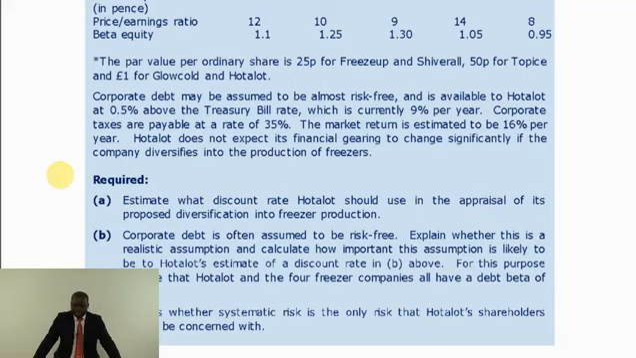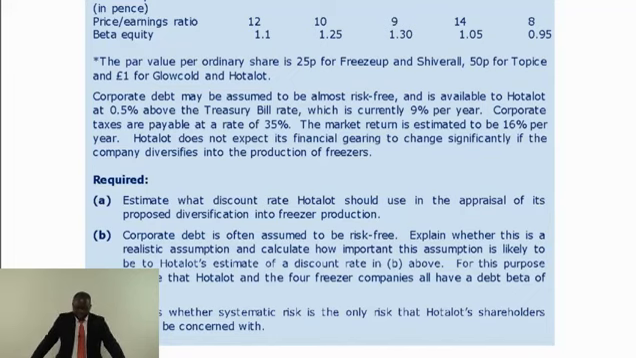Corporate debt is often assumed to be risk-free. Explain whether this is a realistic assumption and calculate how important the assumption is likely to be to Hot Alot's estimate of a discount rate it should use in part A above. For this purpose, assume that Hot Alot and the 4 freezer companies all have a debt beta of 0.3. The lecture note is just trying to bring in case they give you debt beta, what the situation will be. It's not likely anyway, but we want to put you in a position where whatever the examiner will do, you should be comfortable.